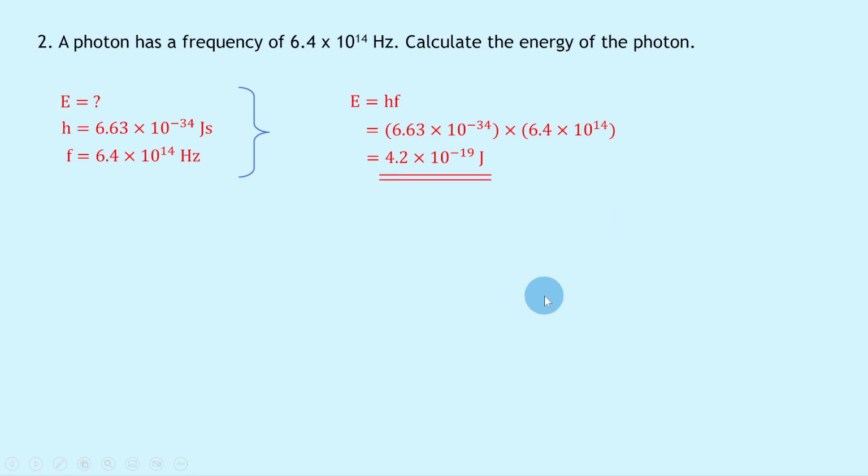Now it's worth pointing out that when you're doing questions involving the energy of a photon and the frequency of a photon, you should be getting very small energy values of the order of about 10 to the minus 19 or 10 to the minus 18 or 10 to the minus 20 joules, whereas the frequency values that you use should typically be around 10 to the power of 14 or 10 to the power of 15 Hz.